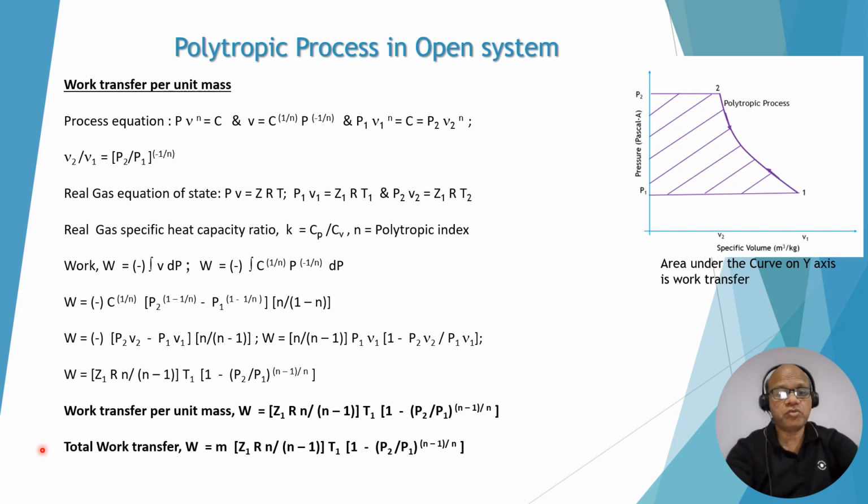So this is the work transfer per unit mass. If you want to calculate total work transfer, just multiply mass m with this expression. This will become equal to total work transfer.